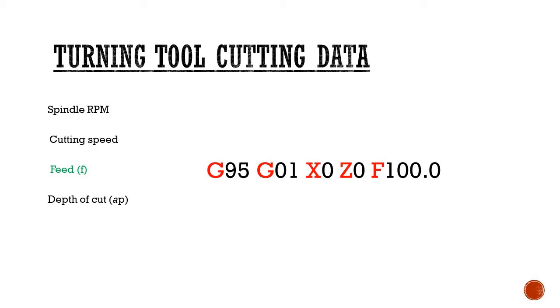In this sample G-code line, we have G95, which means feed is defined in millimeters or inches per revolution. G01 is a CNC command which makes the machine move to a coordinate at a defined feed. X and Z define the coordinates of the endpoint, and F defines the value of the feed. Higher feed can result in shorter machining time or smaller machining chips, but excessive feed rate can cause insert breakage, high machining forces, and vibration.